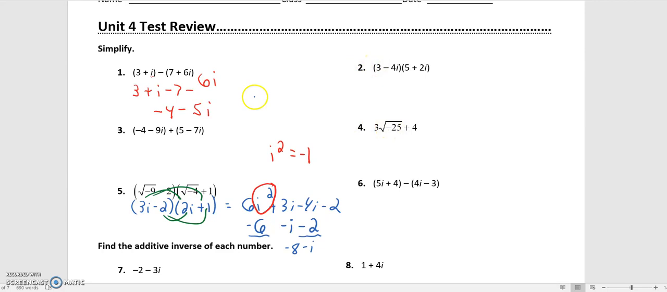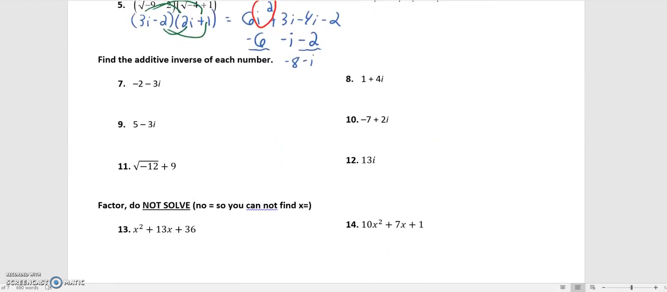Example 4 is just looking for you to simplify. So this square root, make sure you're considering it as a 5i, and then you'll multiply it by 3 after. The 4 can't really do anything, you can just kind of tag him along. All right, so that's kind of all you need to know for the simplifying.